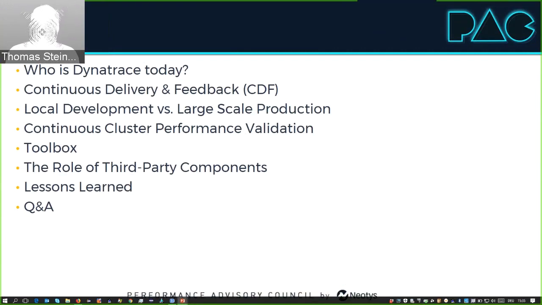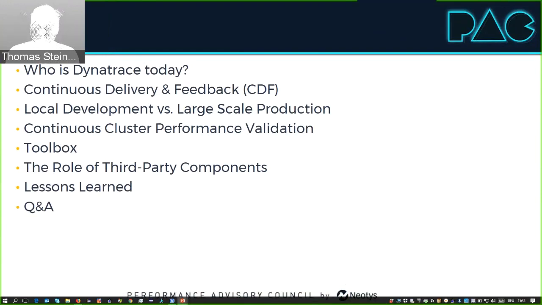So how do we test such a distributed environment as Dynatrace is right now? We talk a bit about continuous validation. I'll give you a few examples on what we did detect and why we detected it and so on. So a bit on the toolbox: what tools we are using right now for testing. It's not that obvious.